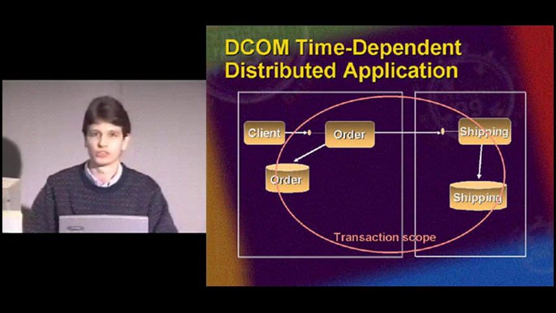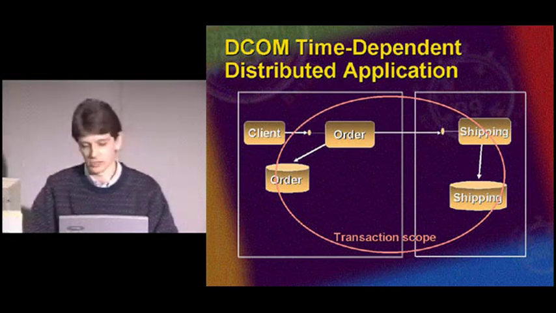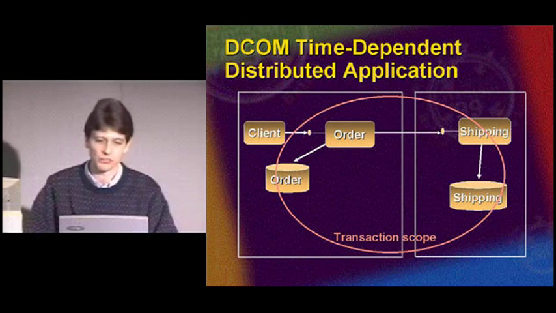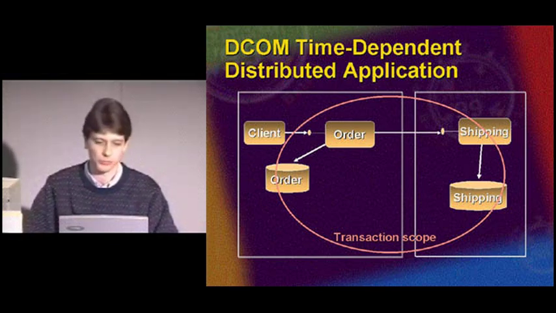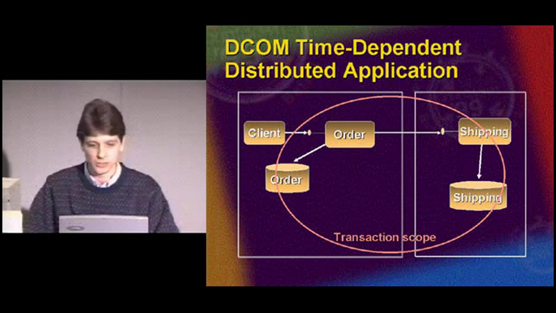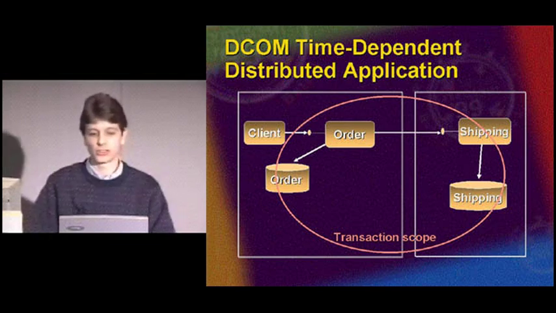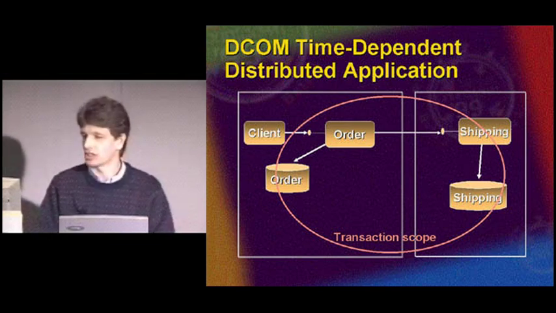So in order for the transaction to commit, all the pieces of the application have to be available at the same time. So the order process and the shipping process and the databases all have to be available for the transaction to commit. This is good for a class of applications where this is necessary.